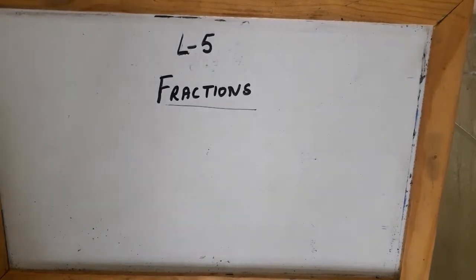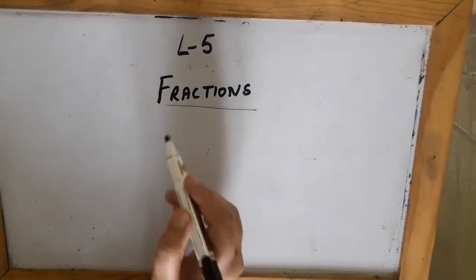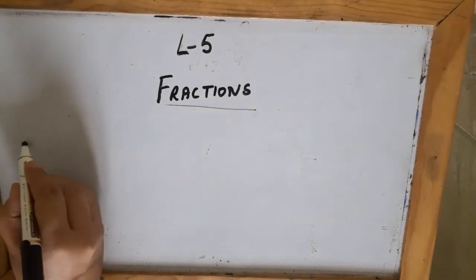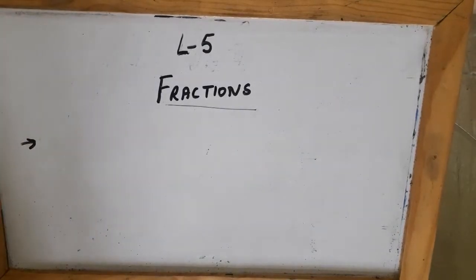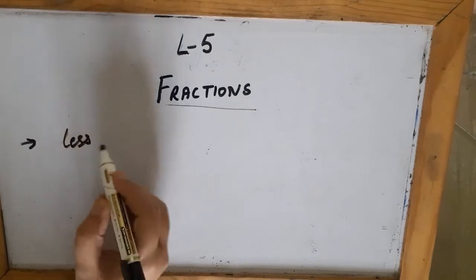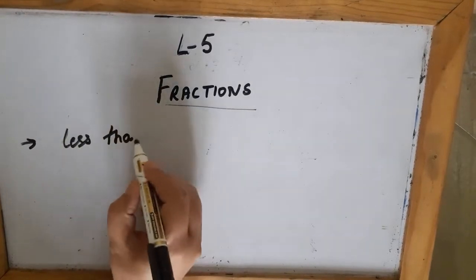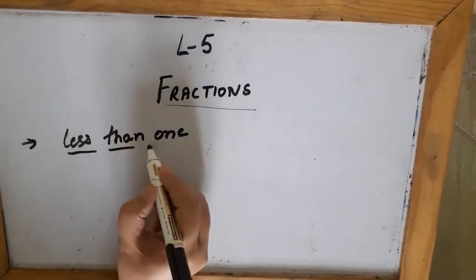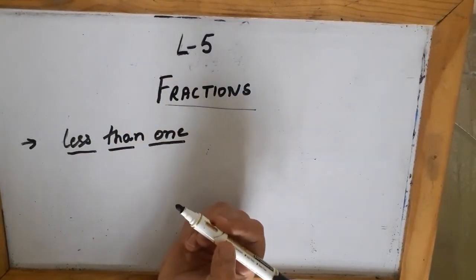Class, today we will start with the chapter fractions, that is lesson 5 in your book. So lesson 5, fractions. Now before I start with the chapter, let us understand what a fraction is. Fraction means to represent a number that expresses something less than 1.